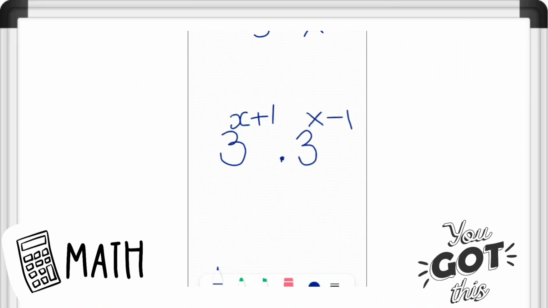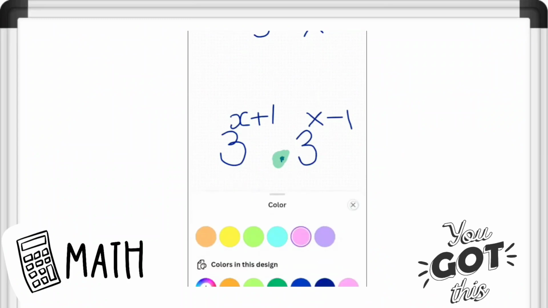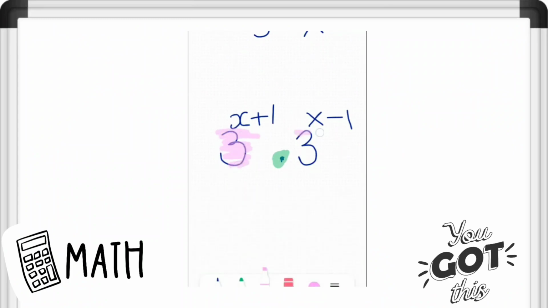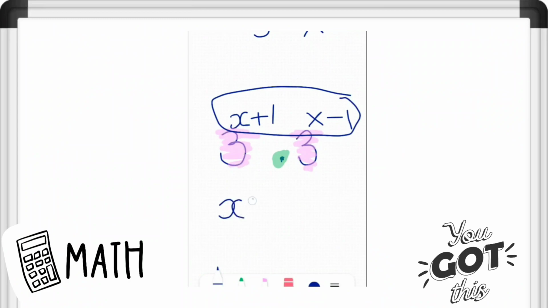Now, because we are multiplying, and my bases are the same, very importantly, bases have to be the same, I'm just going to work with this top part. So I'm going to have x plus 1 plus x minus 1. Remember, we use brackets whenever we are adding stuff together. So this multiplication sign has to multiply with everything on top.